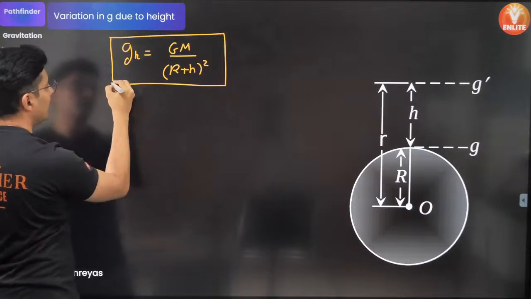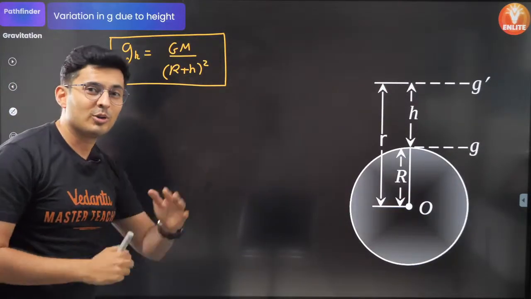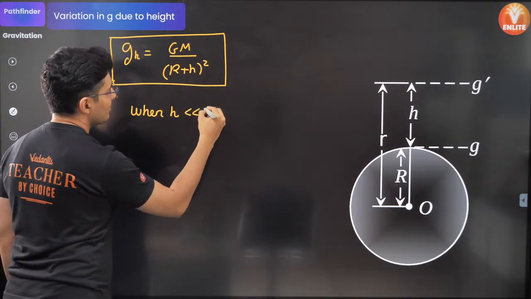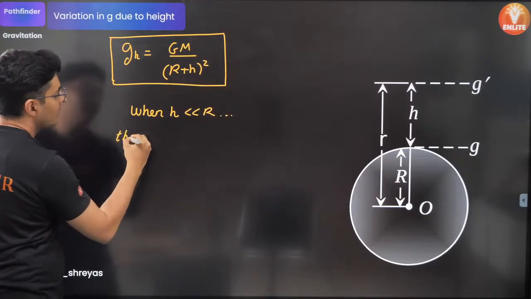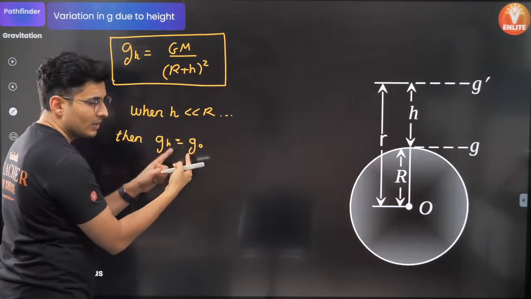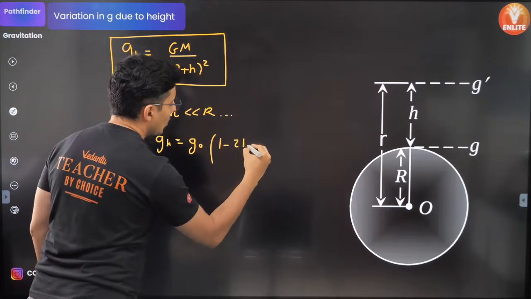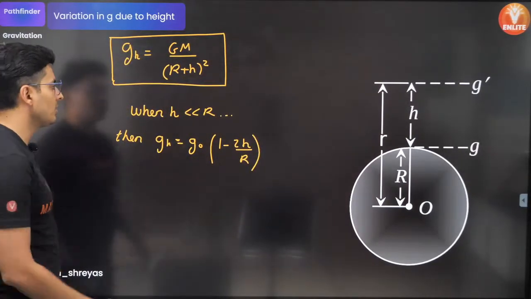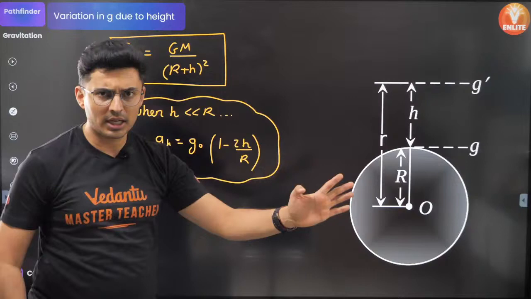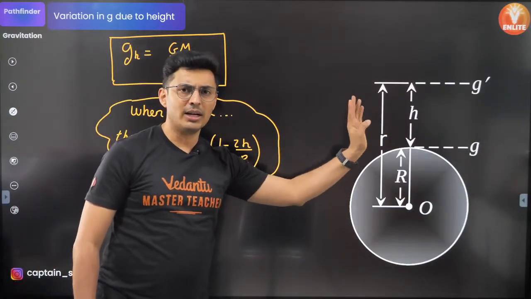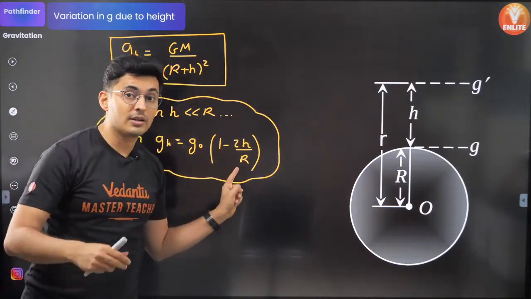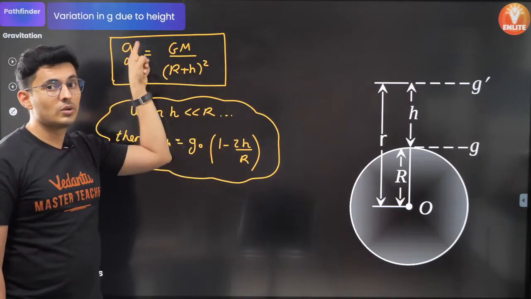Very important formula. But there is also an approximate formula. How many of you remember that approximate formula? When h is much smaller than R, then you will use this formula: gh is equal to g0, acceleration due to gravity on the surface, into (1 minus 2h by R). Only then you will use this. Not every time. Typically the radius is 6,400 kilometers. So if the height is 100, 200, 400 kilometers, only then use this. Otherwise, if it is 1000 kilometers, 700, 800 kilometers, then use the other formula.